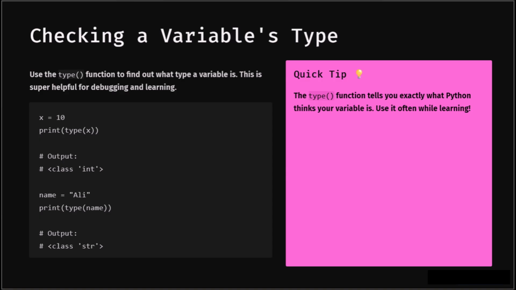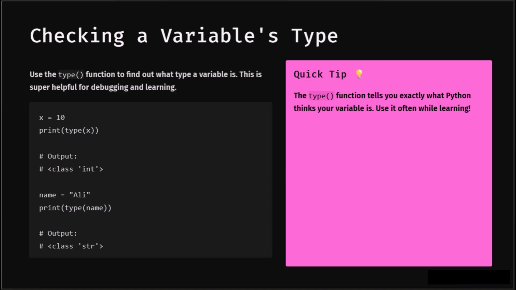If we have x equals 10 and we want to verify its type, we simply write print type x. Python will look at the value 10 and output class int, confirming it's an integer. Similarly, if we have name equals Ali, we can check it by writing print type name. Since the value is wrapped in quotes, Python will output class str, identifying it as a string.